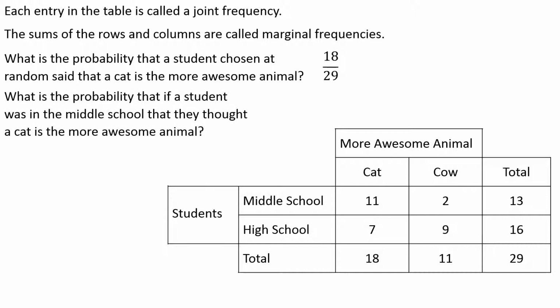What is the probability that if a student was in middle school that they thought a cat is the more awesome animal? 11 out of 13. Now notice I'm not using 29 as my denominator, right? Because the requirement is the student had to be a middle school student. Why, I only talked to 13 middle school students. So of those 13, 11 thought the cat was more awesome than the cow.